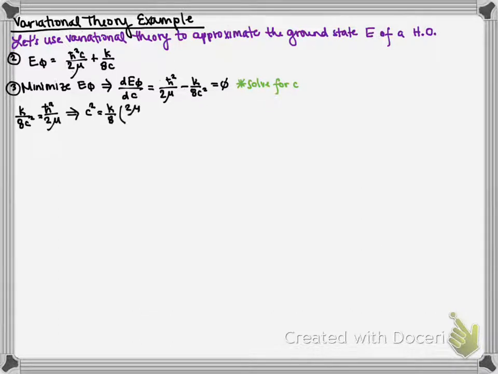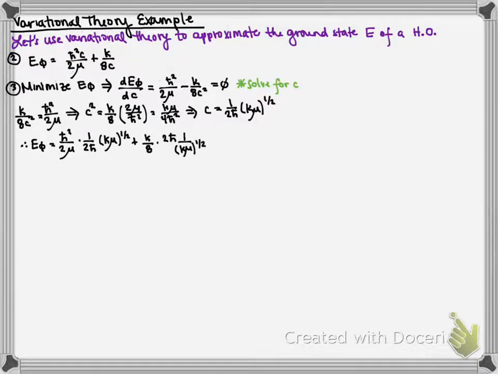And so we can rearrange this to be k/8c² equals ħ²/2μ. And then we can continue to rearrange that to get that c is equal to 1/(2ħ) square root of kμ. So this is our minimal c. When c is equal to this, we should have our minimized or optimized energy. So we're going to plug this value of c back into our energy expression, which was up here. All right, so we're going to get that the energy of φ is ħ²/2μ times 1/(2ħ) square root of kμ, plus k/8 times 2ħ divided by the square root of kμ, because here we had a 1/c term. And if we simplify this, we get ħ/2 times the square root of k/μ.